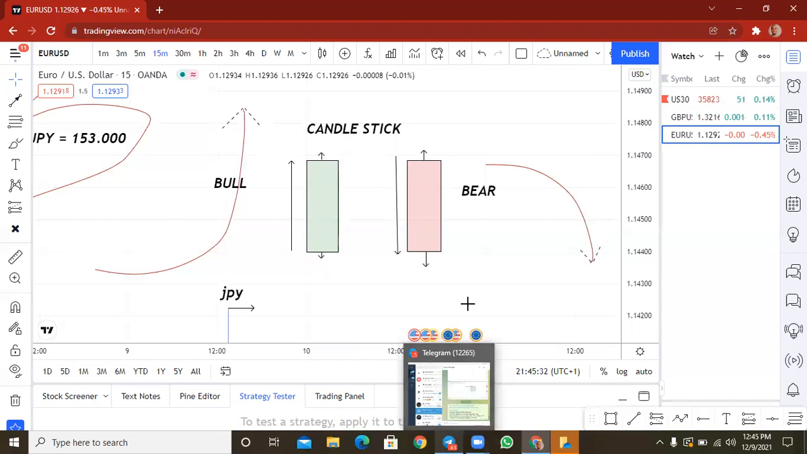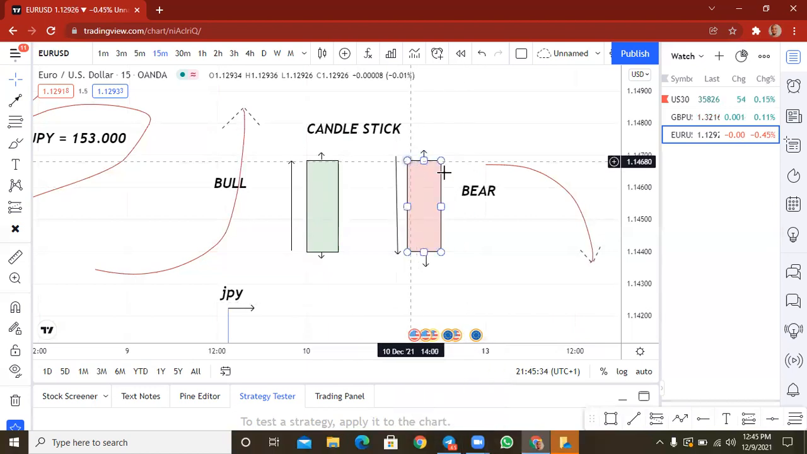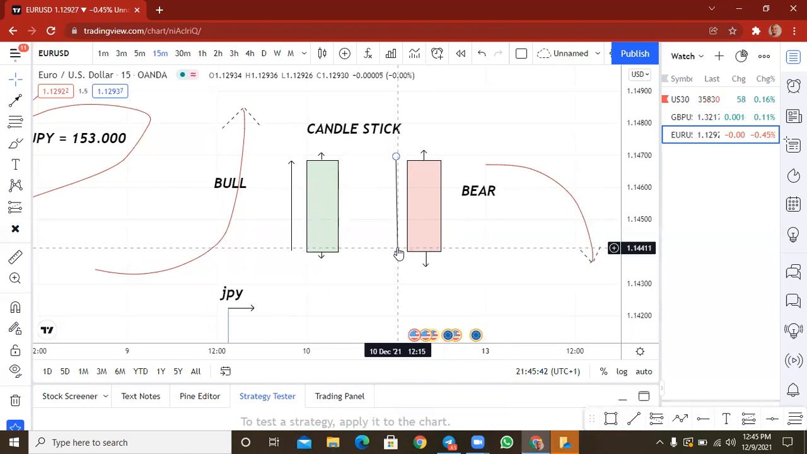Good. So if you open from here, are you getting me? If you open from here, that's the opening price of the bear candle, and then the closing price is way down here. So that's for now, that's what I would like you to know about candlestick.